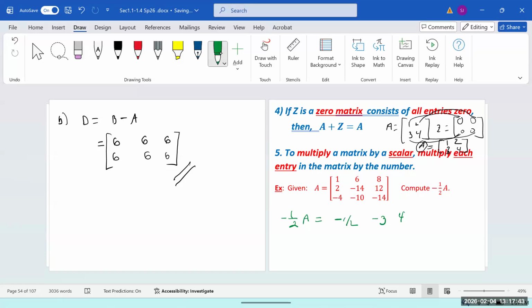Then the second row is 2, negative 14, 12. So 2 times negative 1/2 is negative 1. Negative 14 times negative half is positive 7. And negative half of 12 is negative 6. Negative 4 times negative half is positive 2. Negative half of negative 10 is 5. And negative half of negative 14 is 7. In other words, you're multiplying each entry, each element in a matrix by negative half, and you get the result. So we are allowed to multiply any matrix by a non-zero scalar.